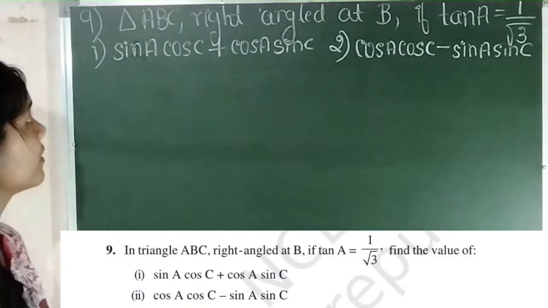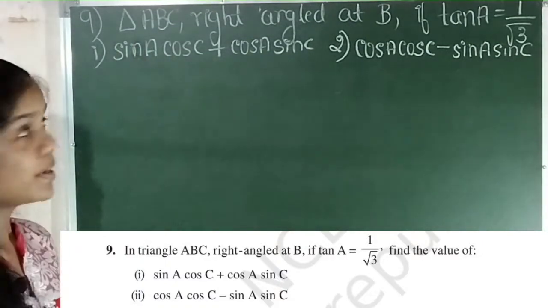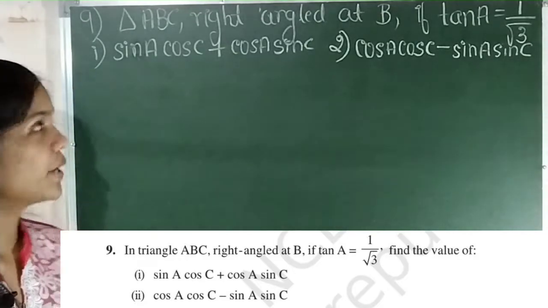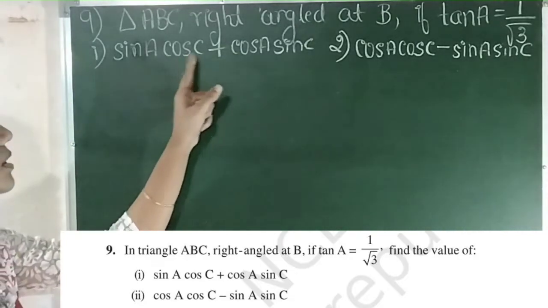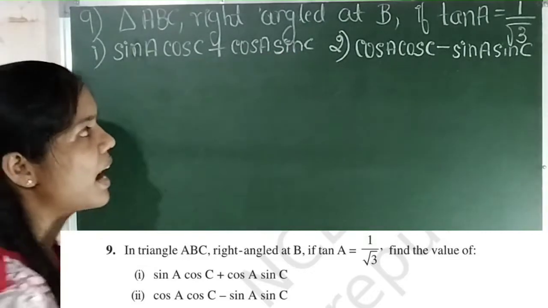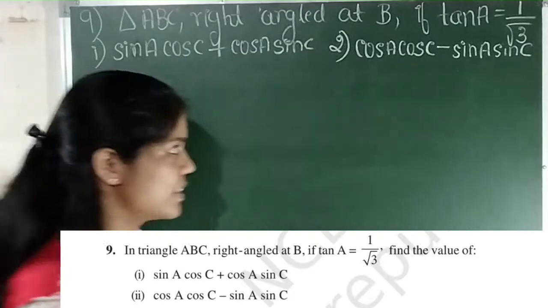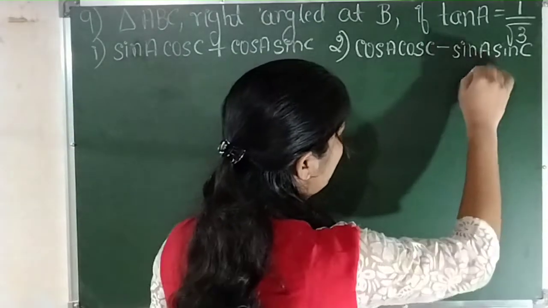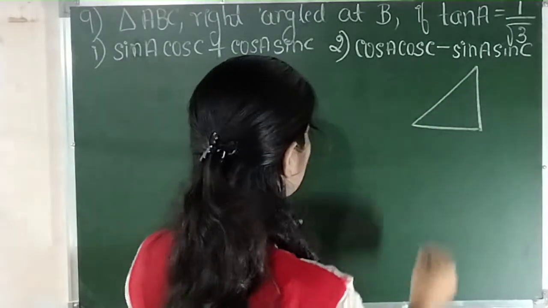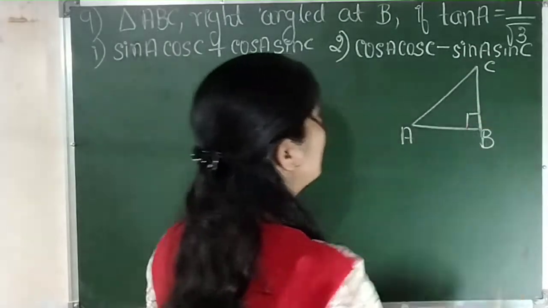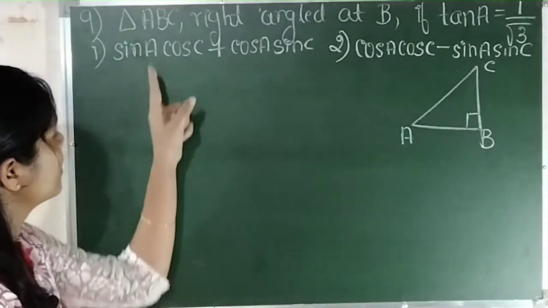Question number 9. In a triangle ABC which is right angled at B, if tan A is equal to 1 by root 3, find sin A cos C plus cos A sin C. And the second question is cos A cos C minus sin A sin C. So let us draw a right angle triangle ABC which is right angled at B.